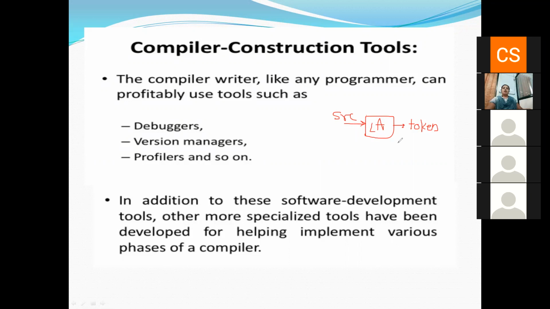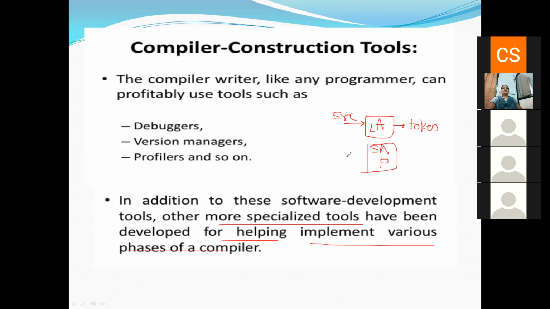Ultimately, the tool is mimicking, or performing the job of, the lexical analyzer. This tool acts as a lexical analyzer because the source program is given and a number of tokens we get as output. So we use more specialized tools for helping implement various phases of a compiler. Here is one tool which acts as the first phase of the compiler, lexical analysis. Similarly, another tool I can use is called the syntax analyzer, or parser.